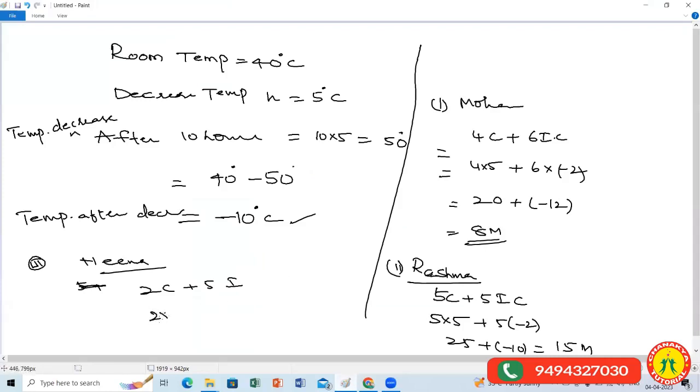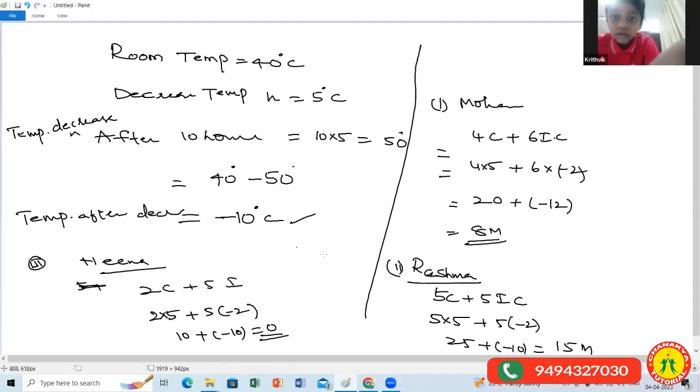For 2 correct answers, 2 5s are 10. 5 incorrect means minus 2. 10 plus minus 10 is 0. She is awarded how many marks? 0. That's all, 0 marks.